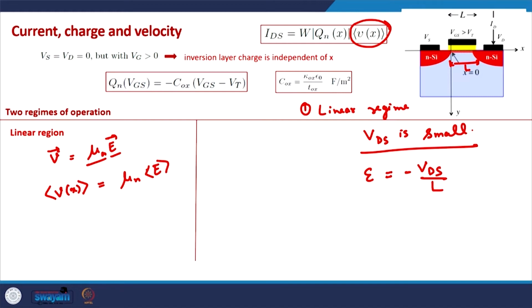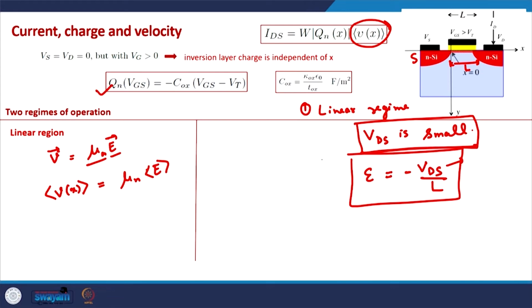So, it can be assumed that this voltage VDS drops uniformly across the channel. On one side of the channel, on the source side, we have 0 volts applied, on the drain side we have VDS volts applied, and in the linear regime it is assumed that this voltage drops uniformly. So, the electric field is generally minus VDS by L. So, we know the charge, we know the velocity, so in this case we can easily find out the current.